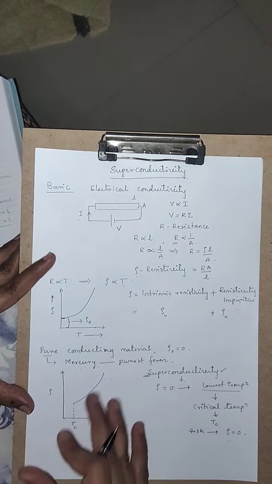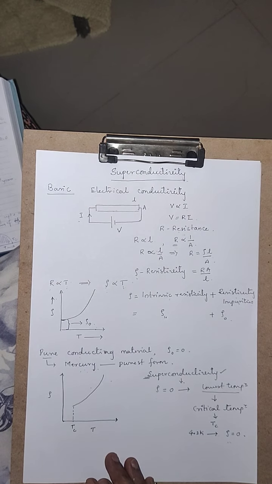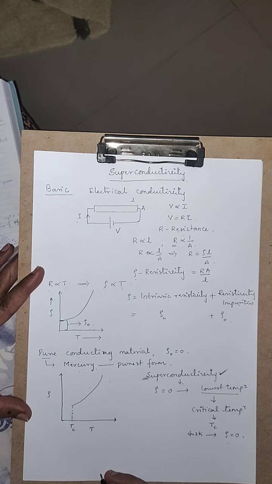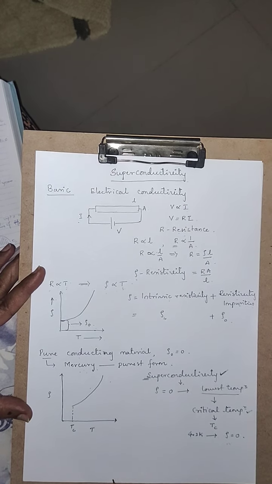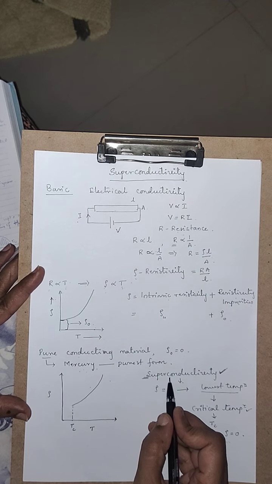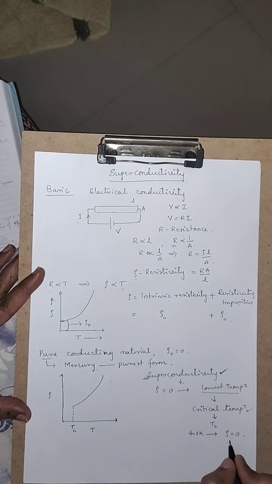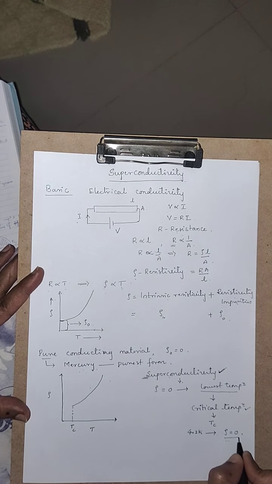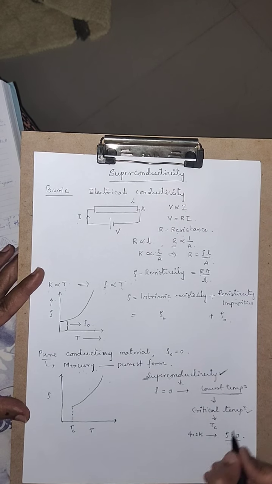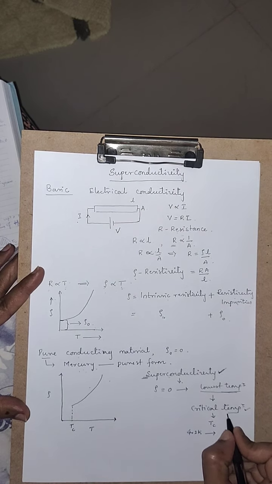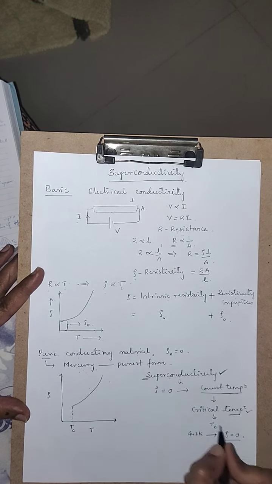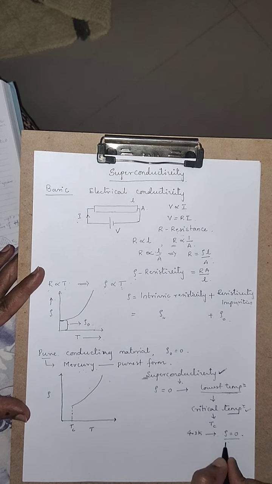So from this discussion, we understand two important things: what is meant by the superconductivity phenomenon and what is meant by critical temperature. I repeat once again, superconductivity is a phenomenon in which a material shows zero resistivity at the lowest possible temperature, and the critical temperature is the lowest temperature of a particular conducting material at which its resistivity goes to zero.